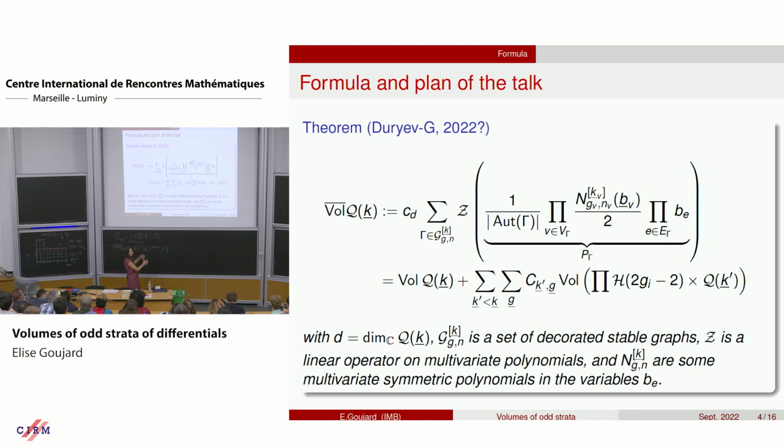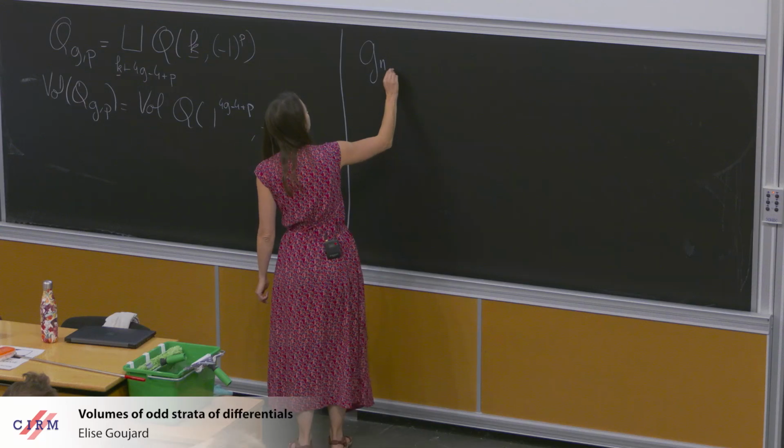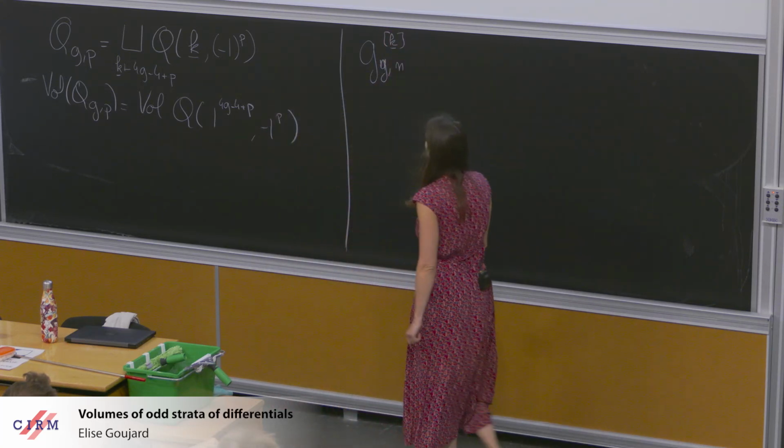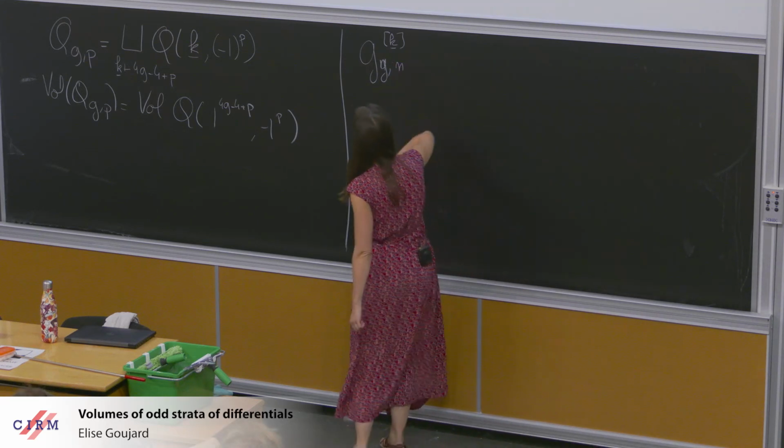Most of the talk will be to explain what the ingredients are and why there is such a formula. So let me begin to explain the notation a little bit. I will define something which is not the volume of the stratum, which I will call the completed volume of the stratum, as a sum over stable graphs. So here in this formula, G, n, and K, so K is always a partition into odd integers and minus 1.